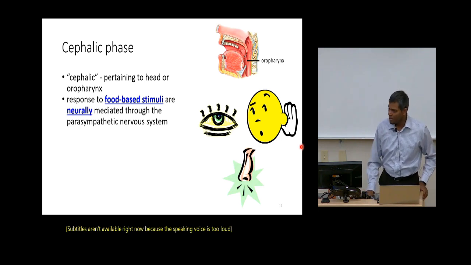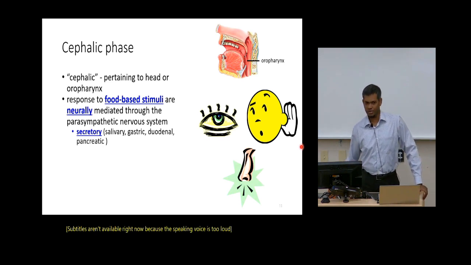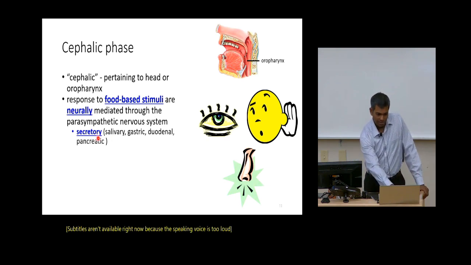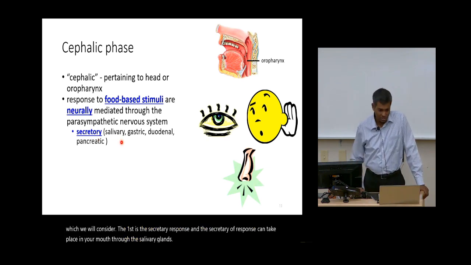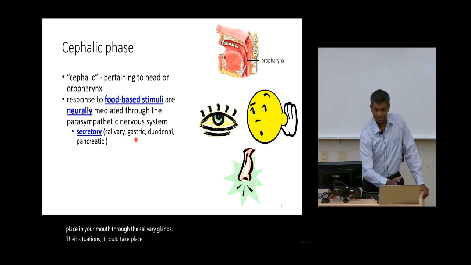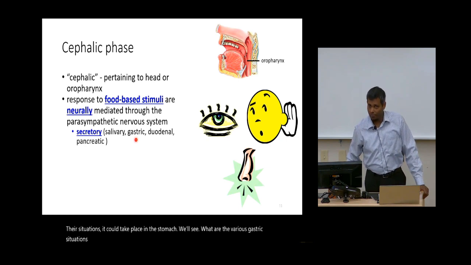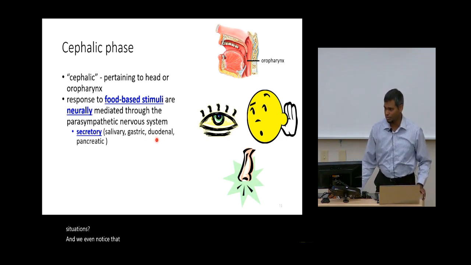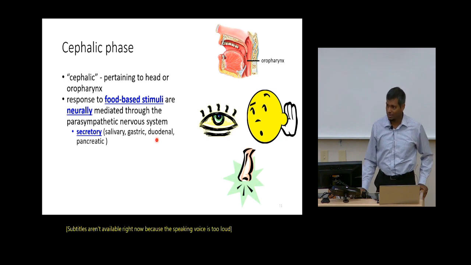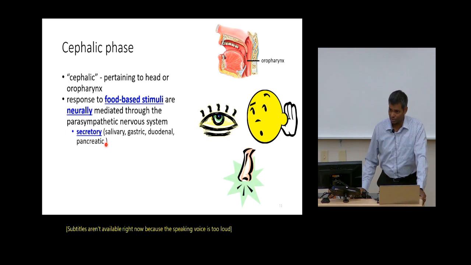But the bottom line is, when you have the cephalic phase, there will be two types of responses which we will consider, right? The first is the secretory response, and the secretory response can take place in your mouth through the salivary glands releasing their secretions. It could take place in the stomach. We'll see what the various gastric secretions are, and we even notice that the duodenum, which is the first part of the small intestines, will release some secretions, and the pancreas also plays a role in this as well.